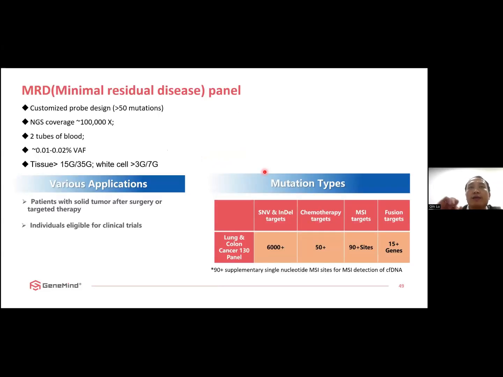And here, for MRD detection, we use WES or some customized WES. For whole exome sequencing, we should have more than 35 gigabase, and for the small or optimized WES, we need more than 15 gigabase for each sample, and for white cells, we need 3 gigabase and 7 gigabase. Also, we have covered all the SNV, Indel, MSI, fusion and chemotherapy targets.